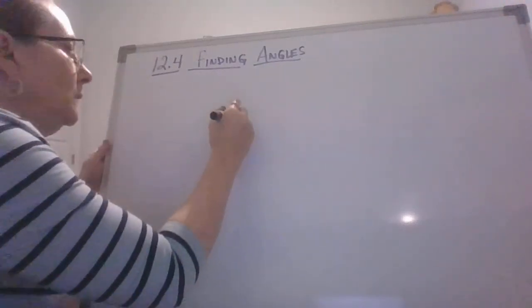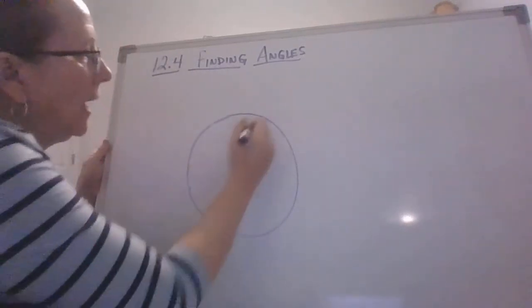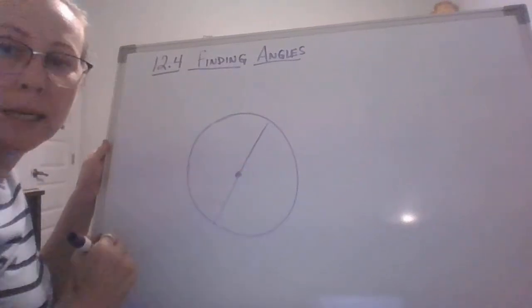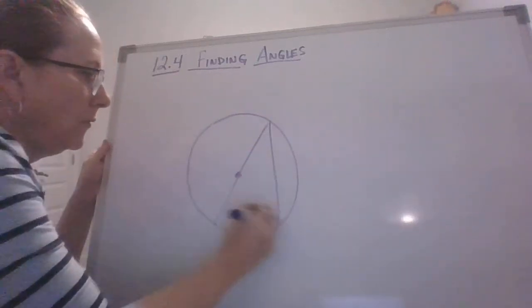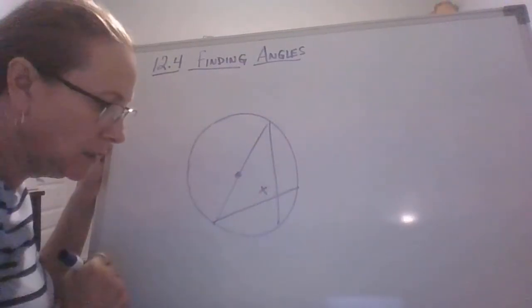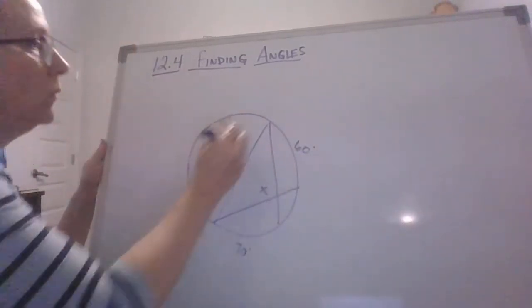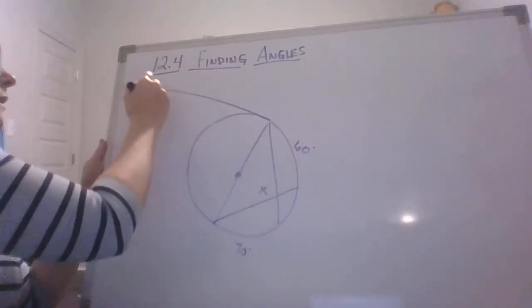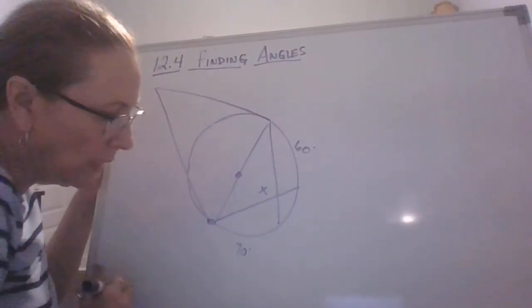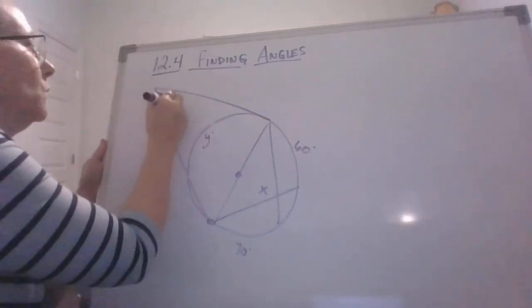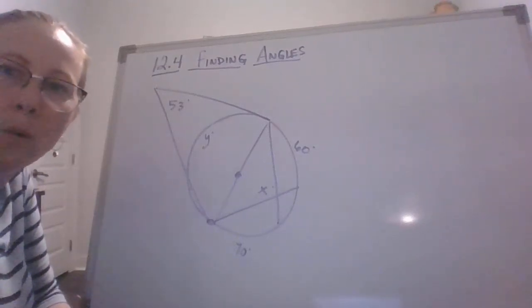So here's our last one for angles. So we have a diameter. We have angle X on the inside here, 60 degrees here, 70 degrees here. And then we have a Y value, Y degrees here, and 53. All right, just double checking my picture. And we're looking for X, and we're looking for Y.